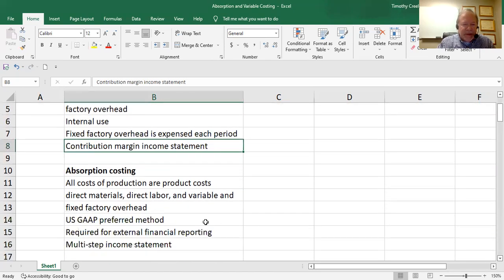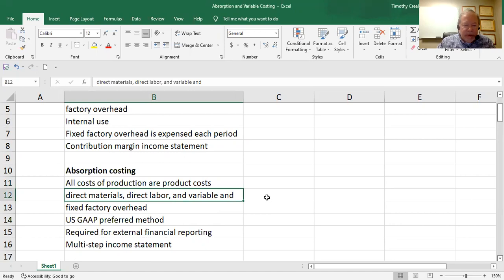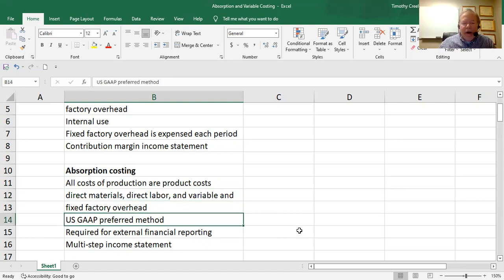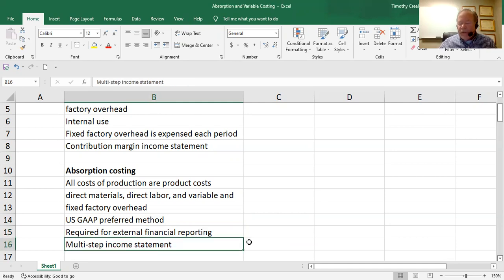Now, absorption costing is the other method, and all costs of production are product costs. So product cost under absorption costing would be direct materials, direct labor, and variable and fixed factory overhead. This is the US GAAP preferred method because it includes all costs of production within the product cost. It is required for external financial reporting. So anything that leaves the company as far as product cost must be reported using absorption costing. And it does use the multi-step income statement, which is the traditional format of income statement that you've seen all during the course.